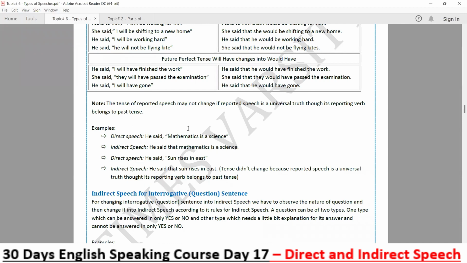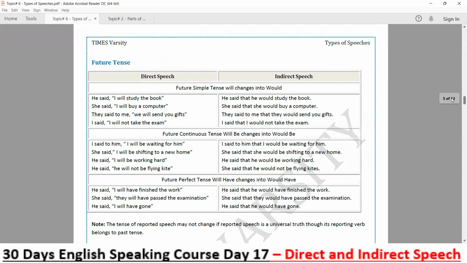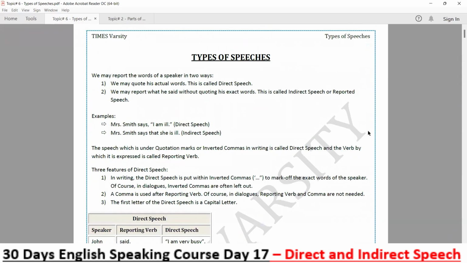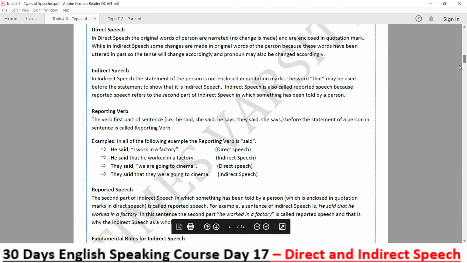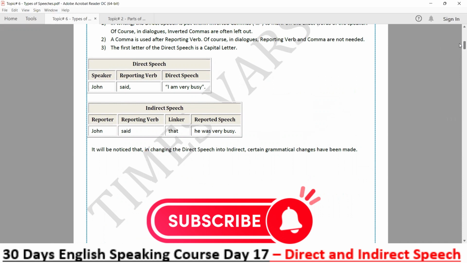So this is some comparison. We will deep dive and discuss each of these, which requires another hour. So what we can do is let's only try to learn how to create our types of speeches. Any question related to this? Sometimes we have to make sentences in indirect speech. Most of the time it is direct speech.